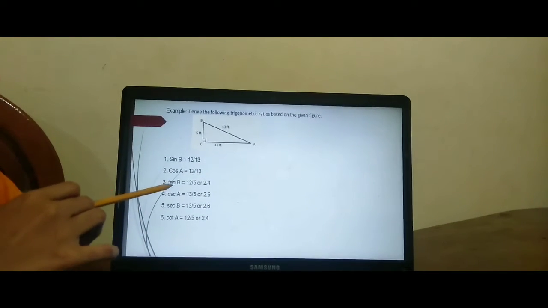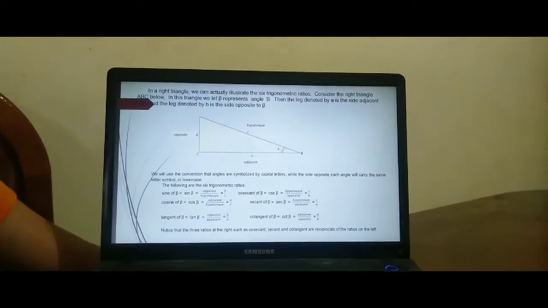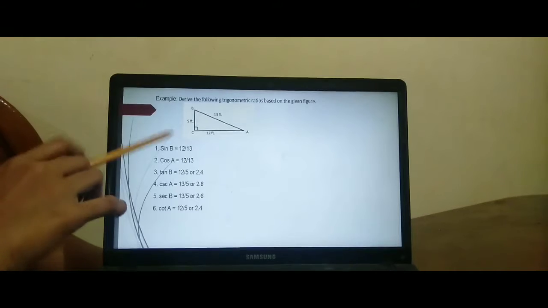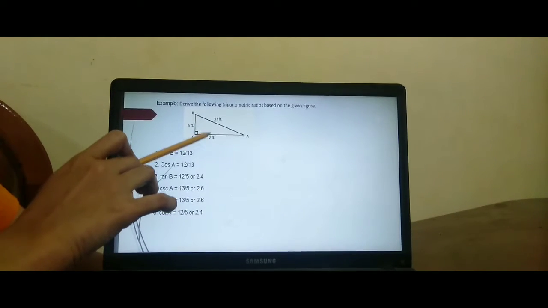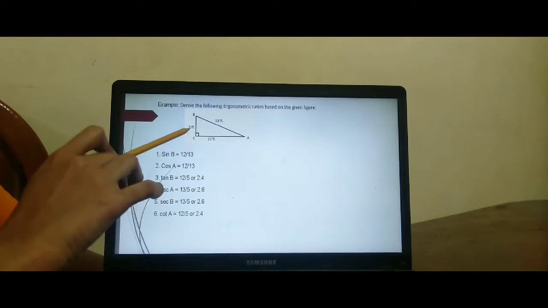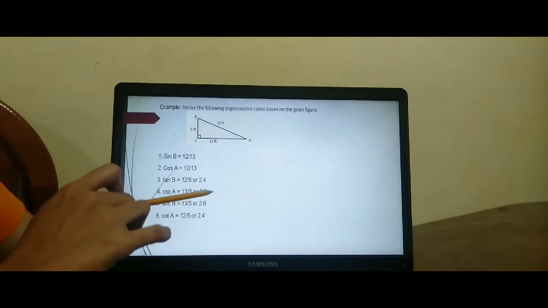Next is tangent of B. What is tangent dire? Opposite over adjacent. So, tangent of B with respect to angle B. So, asa ang ka-opposite ni B? That is 12. Ang iyang ka-adjacent is 5. So that is 12 divide 5 or 2.4.